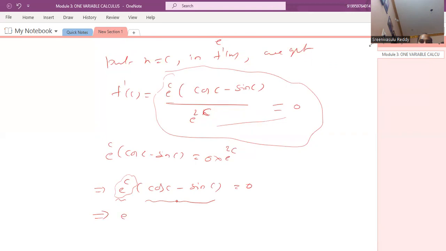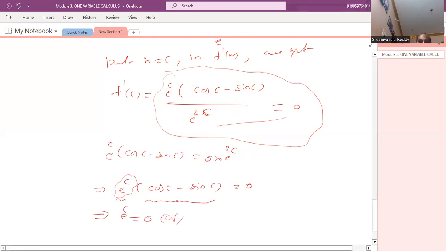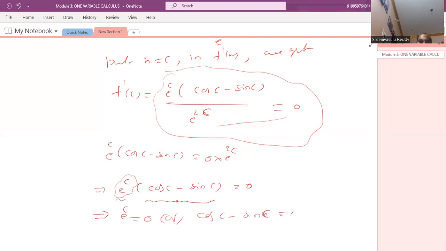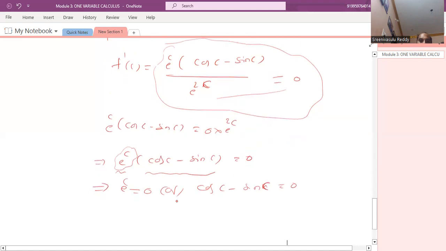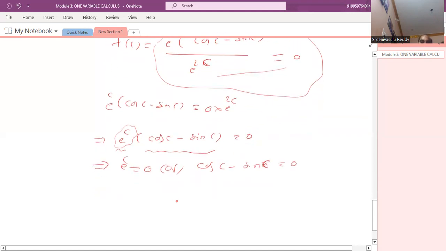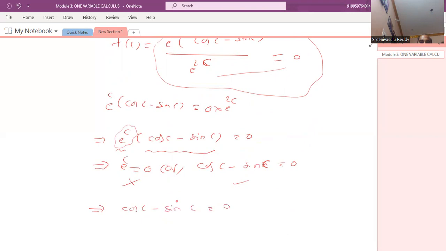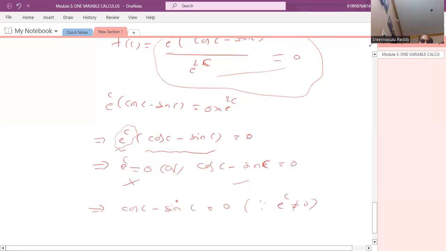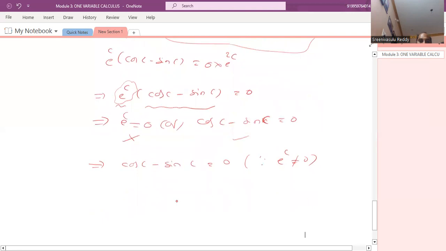Any confusion, right? The product of 2 and 3 is never 0 because both are non-zero. Likewise, if any one of them is 0, then the product must be 0. So either this one is 0 or this one is 0, but the exponential is never 0. Therefore, the second one should be 0: cos c minus sin c equal to 0, because e power c is never 0 for any finite value of c.